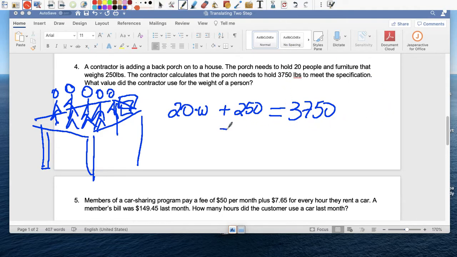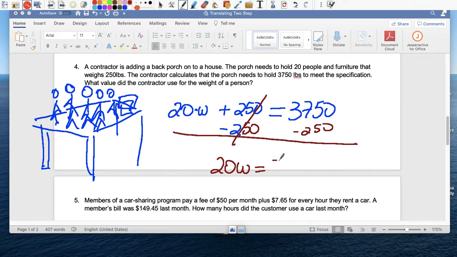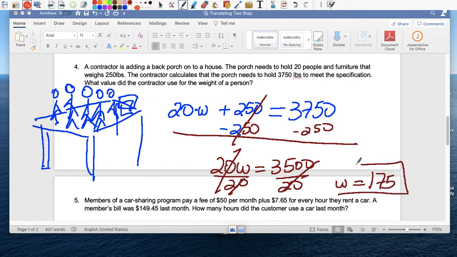So let's do the story, which would say we do minus 250 on both sides. These go away. 20W comes down, and this becomes 3,500. Divide this by 20, and W equals 175 pounds. So how much did each person weigh? 175.